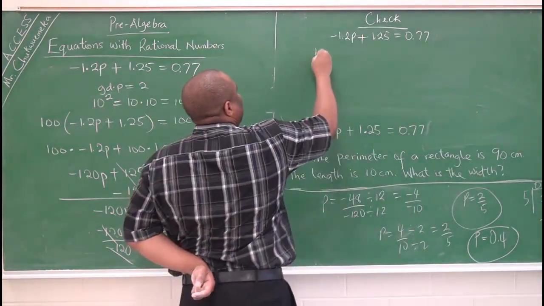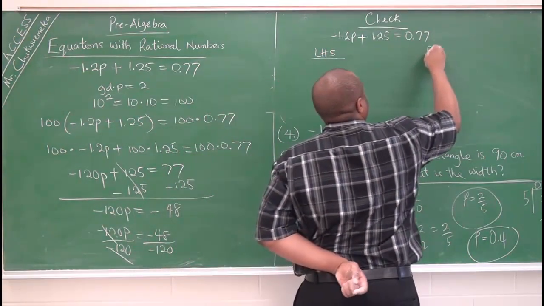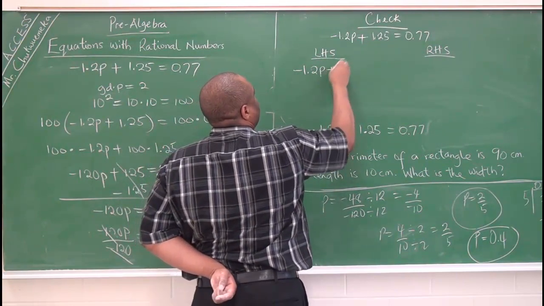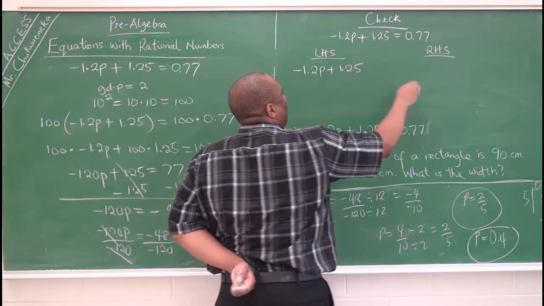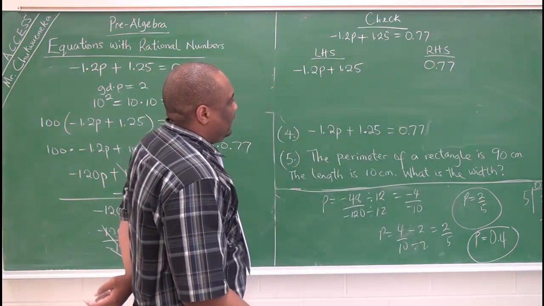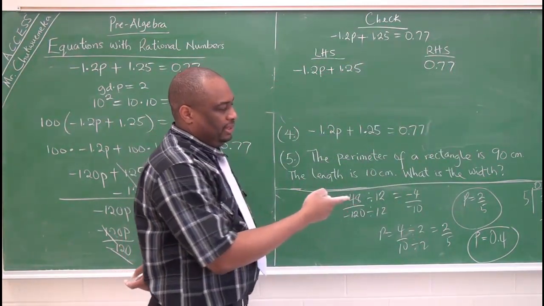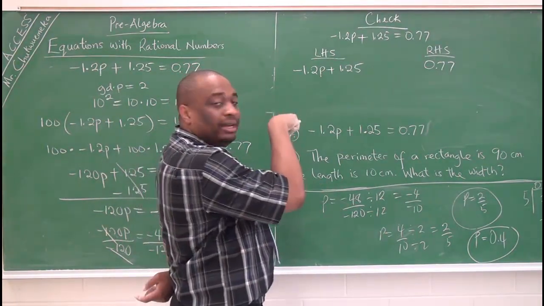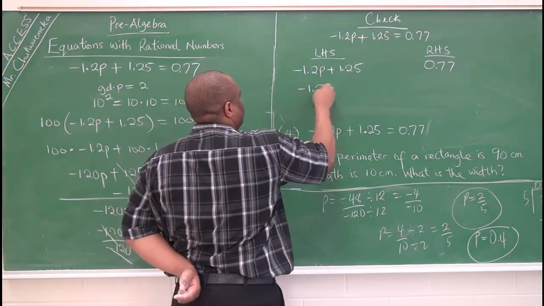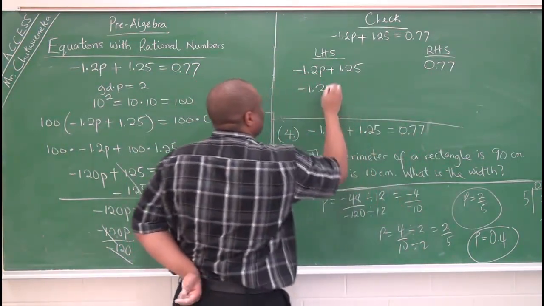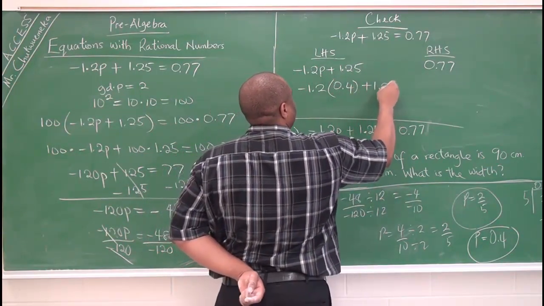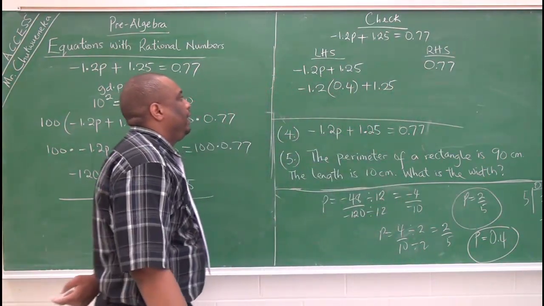Okay? So our left hand side and then our right hand side. Our left hand side is what? Negative 1.2p plus 1.25. Our right hand side is 0.77. So we now substitute 0.4 for p on the left hand side. So this will be negative 1.2 times 0.4 then plus 1.25.